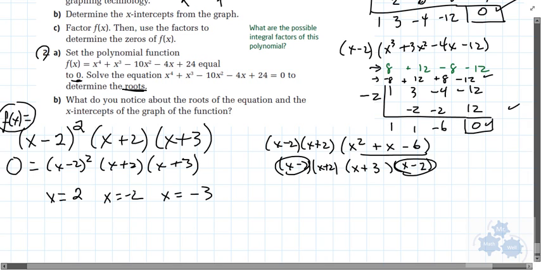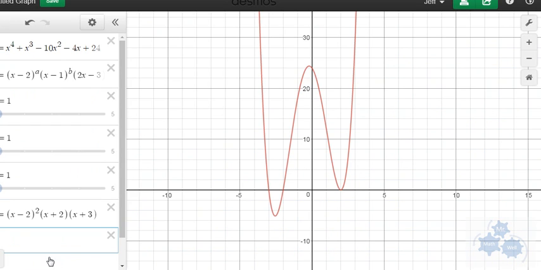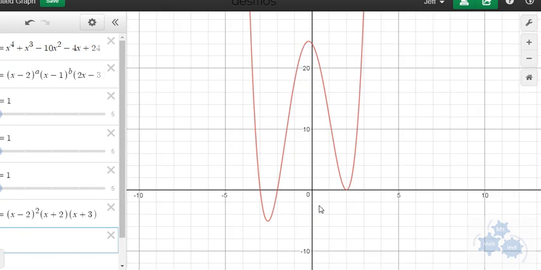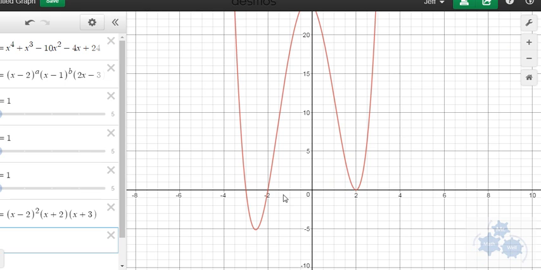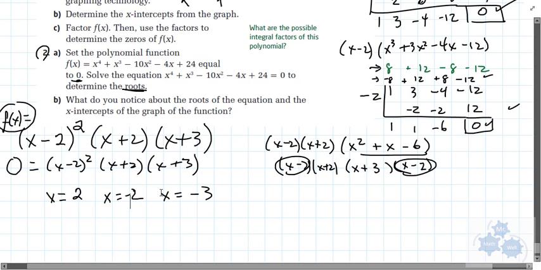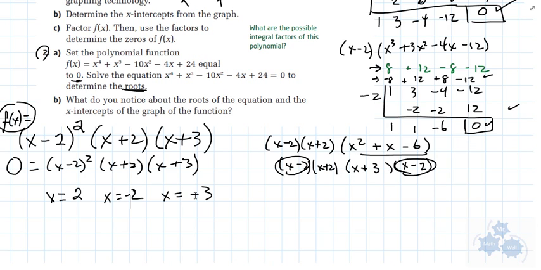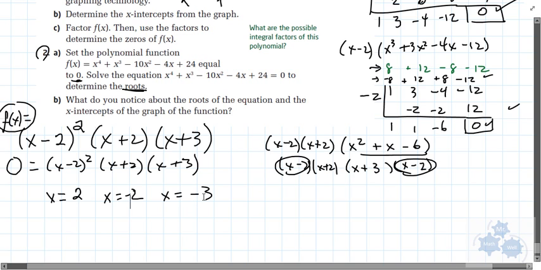So if you look back at the graph here, and I'll zoom back in, we have roots of 2, negative 2, and negative 3. That's exactly what we just said here: 2, negative 2, and negative 3. Okay? So the roots and the zeros of the function are the same, and they represent the x-intercepts of the graph. Okay? So that's very important. X-intercepts of the graph. So what do we notice? They are the same.